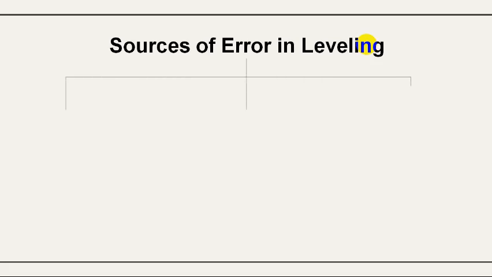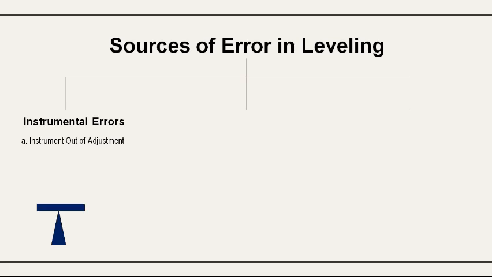So first is the instrumental error. These errors are attributed to imperfections in our instruments, meaning either a fault of the manufacturer or from improper adjustment. The first type of instrumental error is the instrument out of adjustment, meaning our instrument is not level. So assuming we have our tripod, then our level instrument.